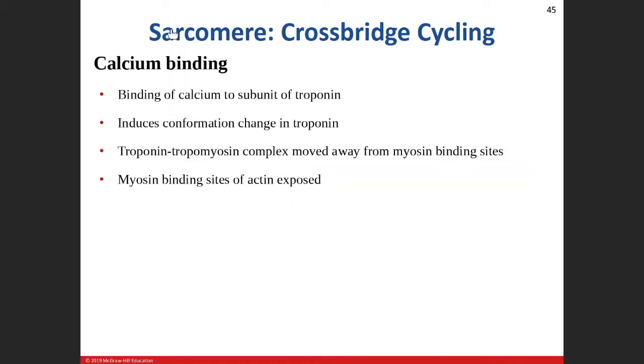All right? A couple things about the calcium binding. One, you need to know that calcium binds onto troponin, not tropomyosin, but troponin. Right? It causes this conformational change. It changes the shape of the regulatory proteins, right? And it causes the troponin-tropomyosin complex to shift away from the myosin binding sites. Now they're exposed. So myosin can now bind onto the actin, so we can get our cross bridge. Okay?